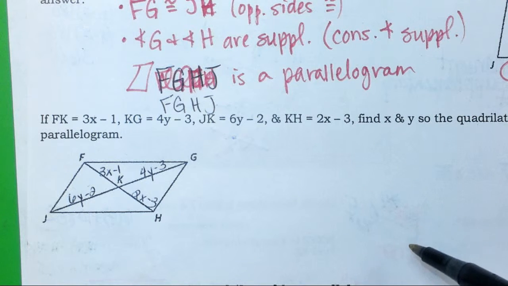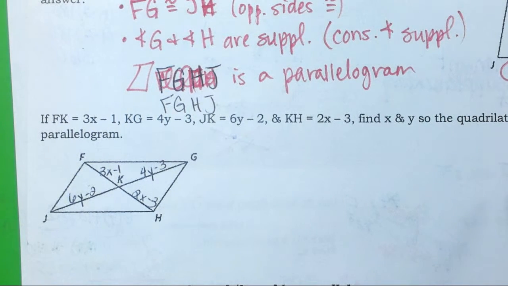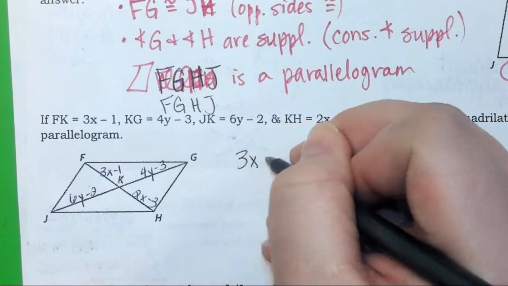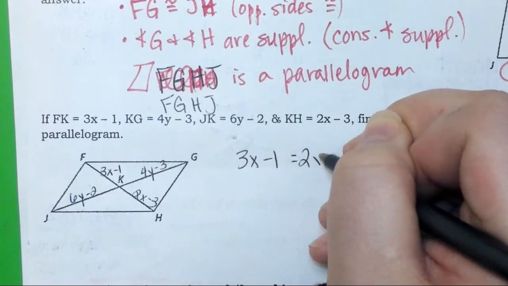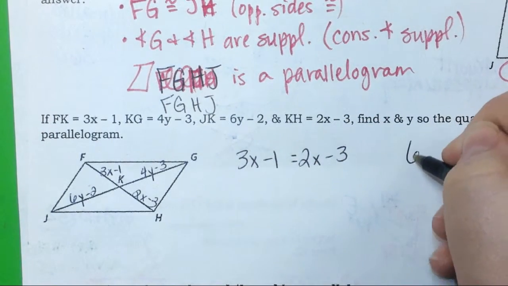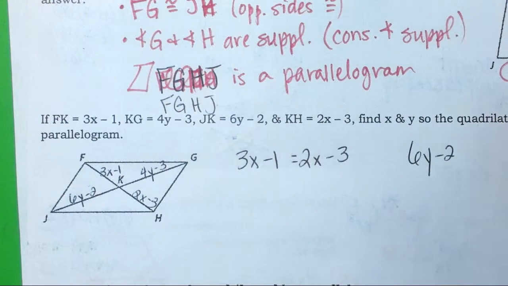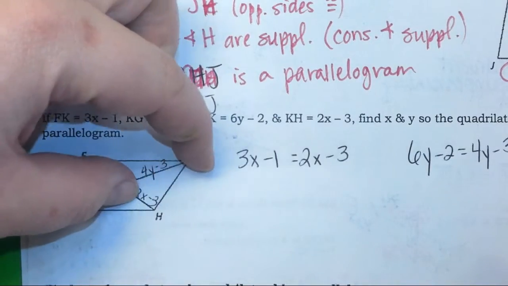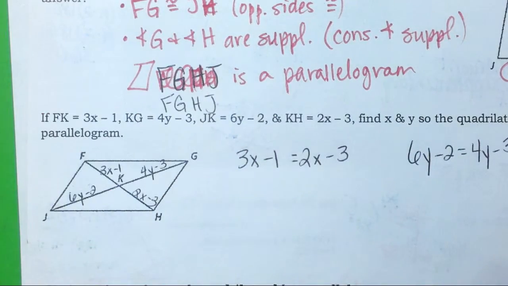Okay, and this is what I asked you all last week. Did they give me something with the sides? Did they give me something with the angles? Or did they give me something with the diagonals? It is definitely the diagonals. And what are the diagonals in a parallelogram supposed to do? They're supposed to be equal to each other. So I'm going to do 3x minus 1 equals 2x minus 3. I'm also going to do 6y minus 2 equals 4y minus 3. The two tiny pieces on the diagonal should be equal to each other.